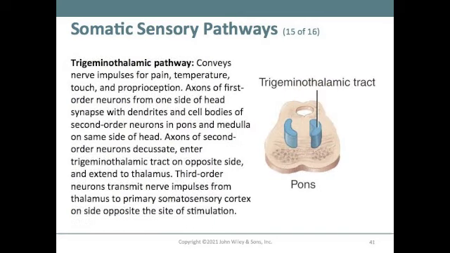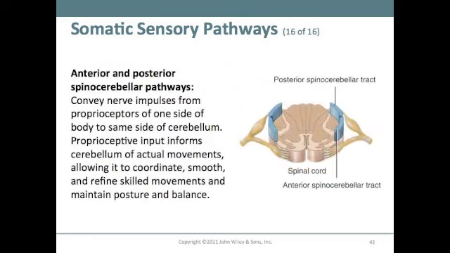And this slide is also part of table 16.3, and it outlines the trigeminal thalamic pathway. This pathway conveys nerve impulses for pain, temperature, touch, and proprioception. And again, this is also part of table 16.3, also on page 584. And this slide outlines the anterior and posterior spinocerebellar pathways. These pathways convey nerve impulses from proprioceptors of one side of the body to the same side of the cerebellum.